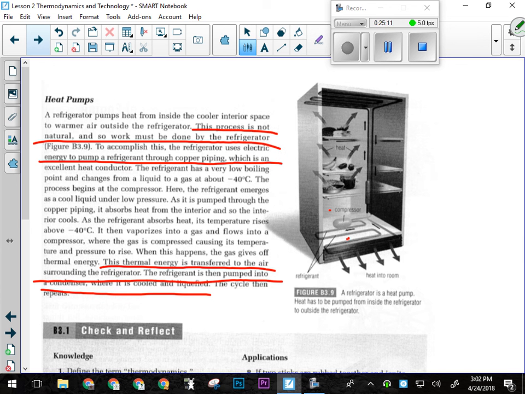Now, when it does that, it changes state from a liquid to a gas. It takes a lot of energy to change something from a liquid to a gas. So it absorbs the heat from the food, changes state, and then is pumped to the compressor. The compressor then puts pressure on this gas and turns it back into a liquid. And when it turns back into a liquid, all the heat it had absorbed is released. And then there's a little fan on the bottom of your fridge that blows that heat out into the room instead of back into the fridge.